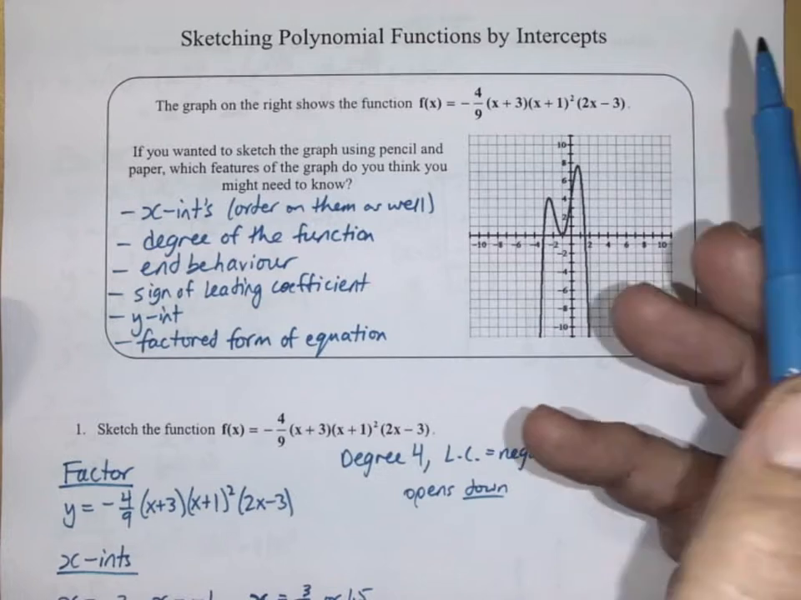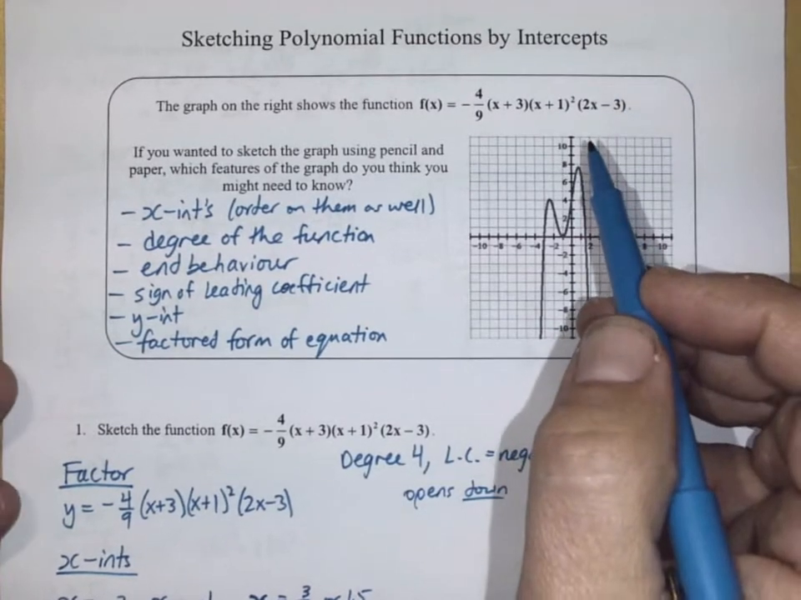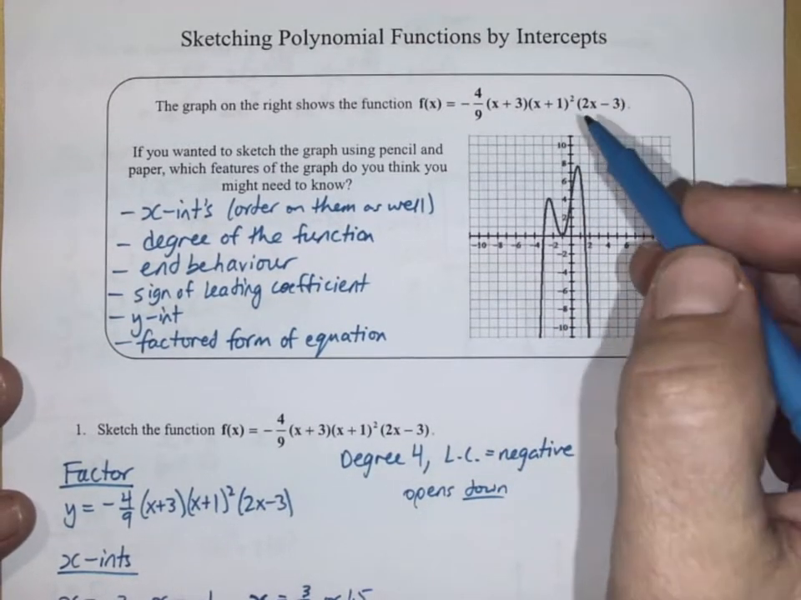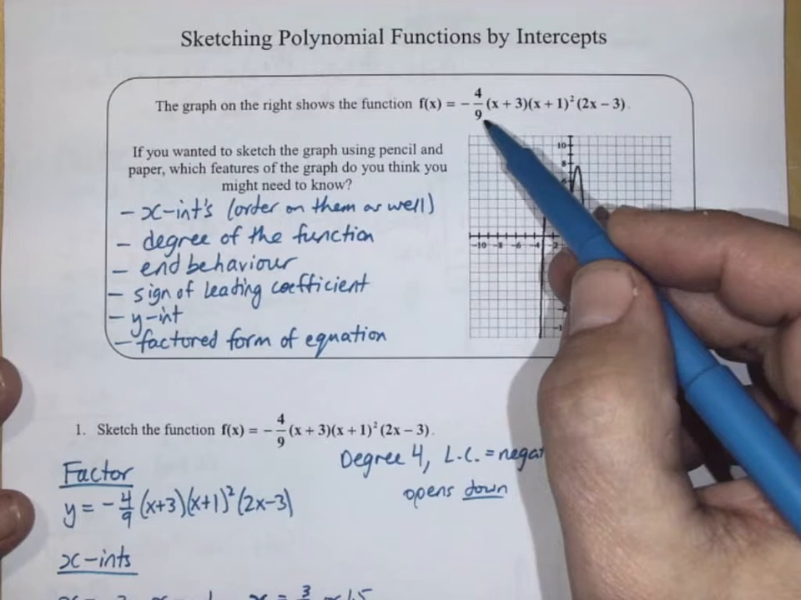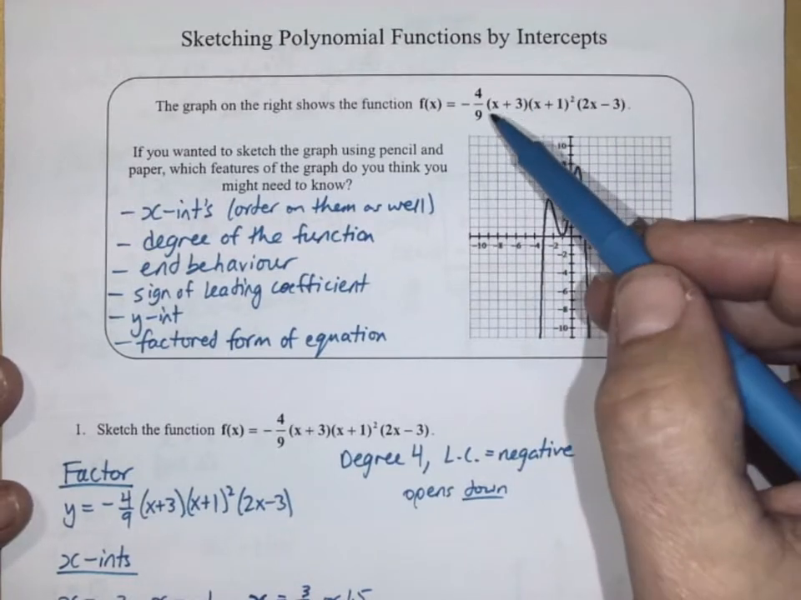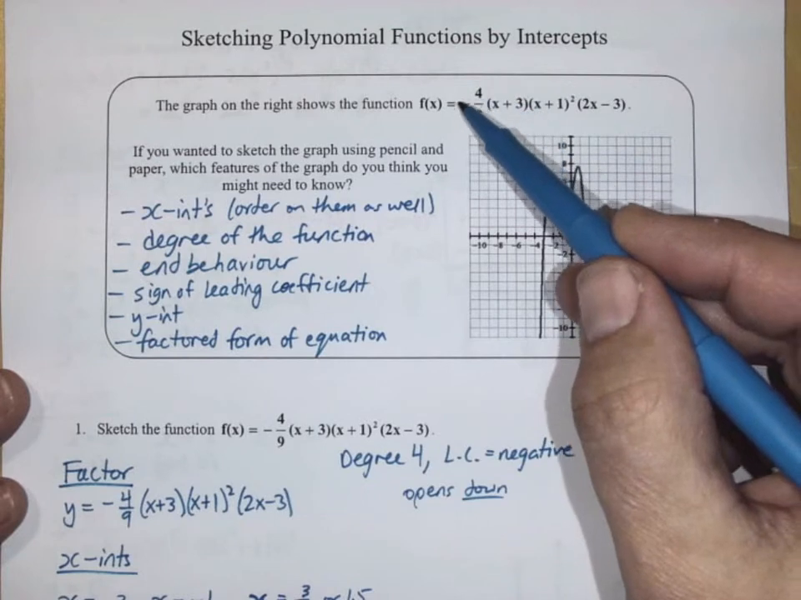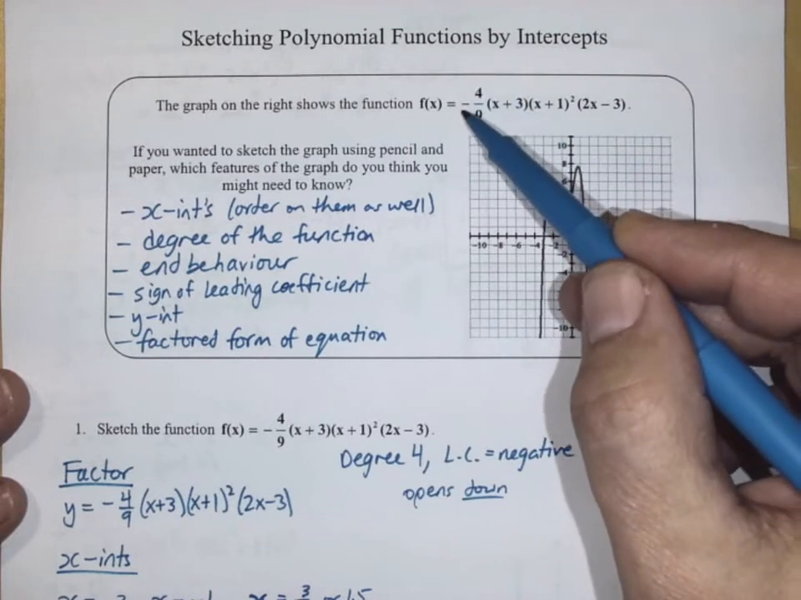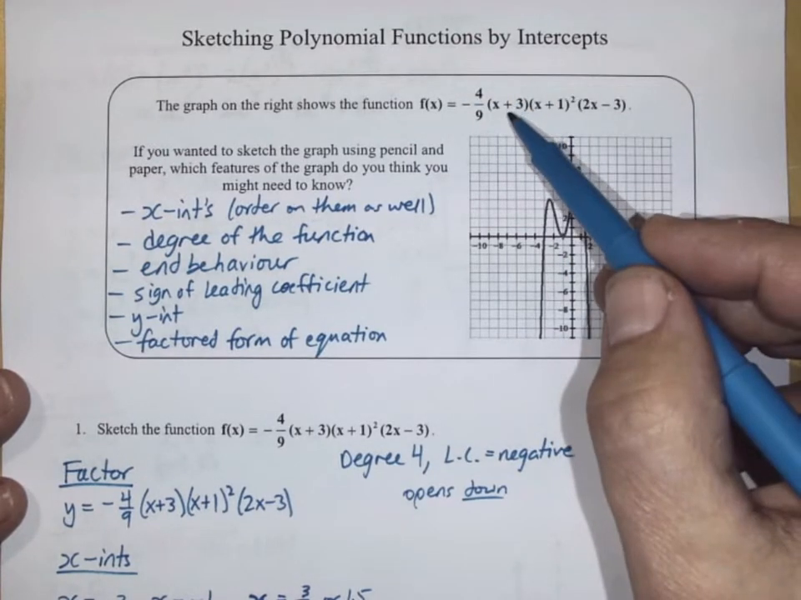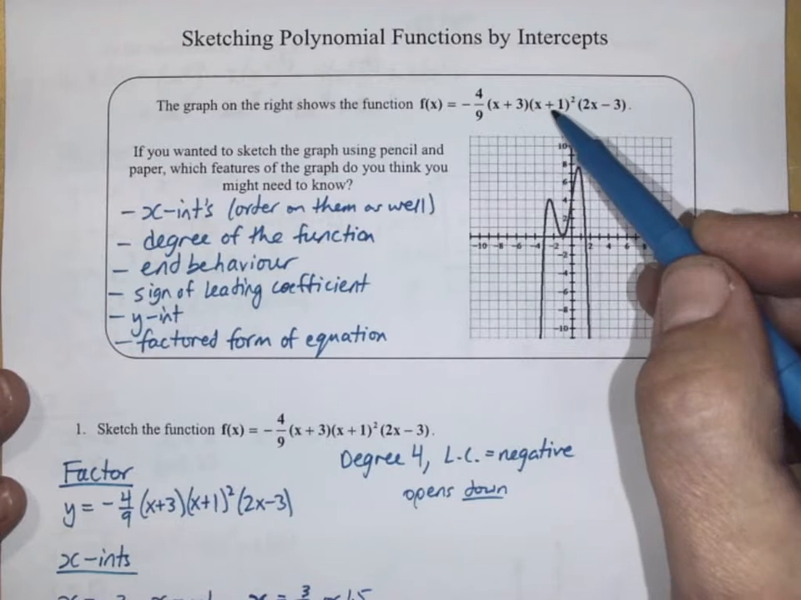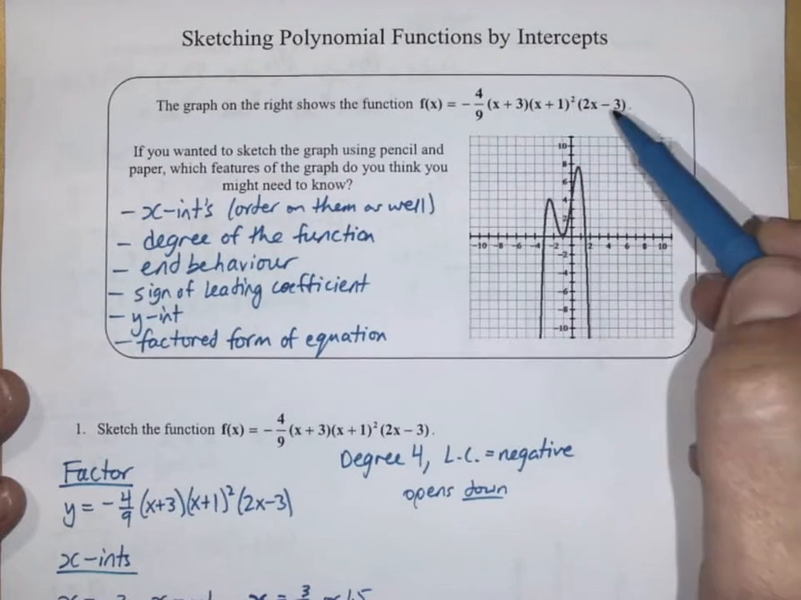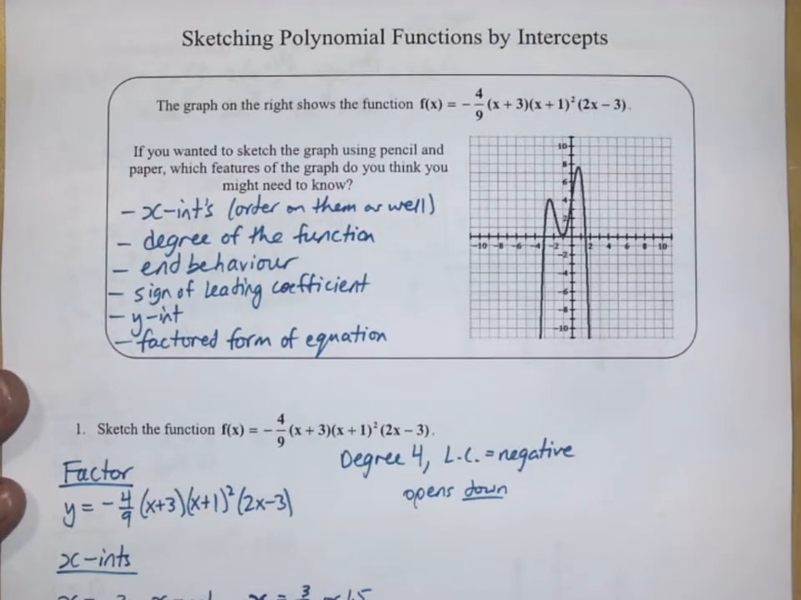Anyways, here is the graph down below that shows the function f of x. And right away I notice that f of x has a leading coefficient of -4/9. Negative is important. It has factors of x plus 3, x plus 1 squared, and 2x minus 3.